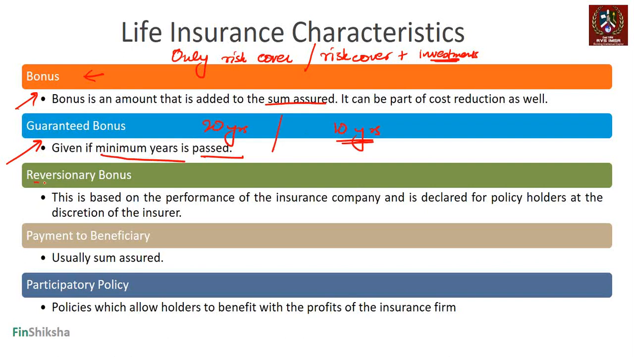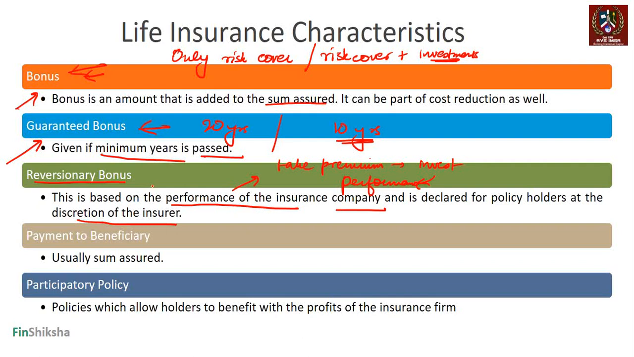Then there is something called reversionary bonus. This is based on the performance of the insurance company and declared essentially for policyholders at the discretion of the insurer, right? At the discretion of the insurer. Now, what do we mean by performance of the insurance company? You take premiums and then you invest, and this will result in some sort of performance. If the performance is far better than what you had expected, some part of that you might have said will be a guaranteed bonus. If you stay for a certain period, I will give a certain return. Some part of that could be a broad bonus that's going to come.